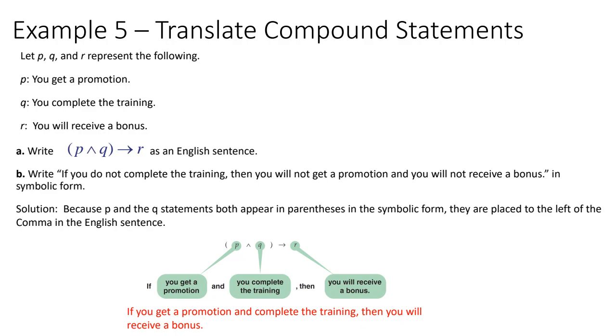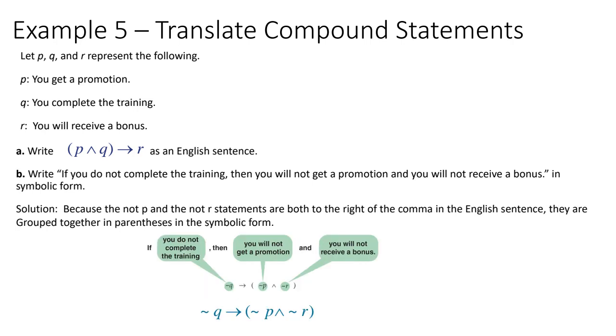So again, go and look at your symbols. It starts by saying, if you do not complete the training. The "if" is already included in the arrow, so you don't need a symbol for the "if." So start with "you do not complete the training," which is the opposite of Q. And then arrow, and then you start parentheses. Let me write it down. It would look like this.